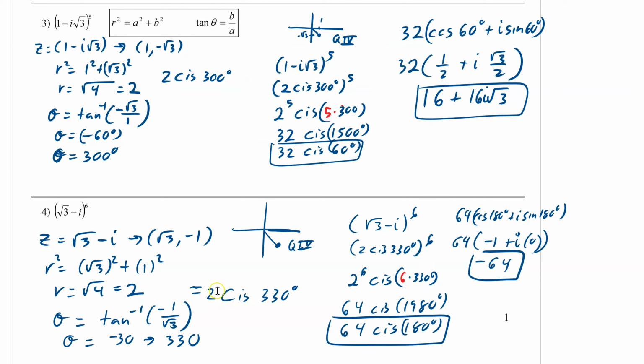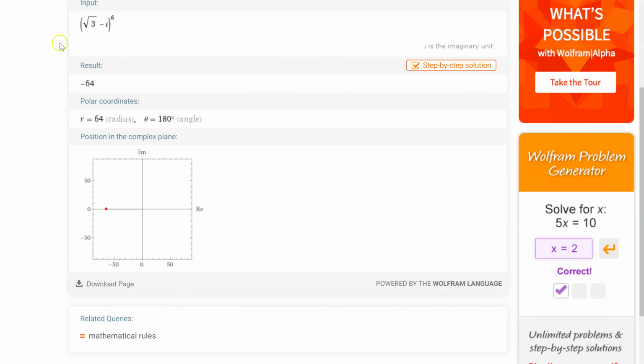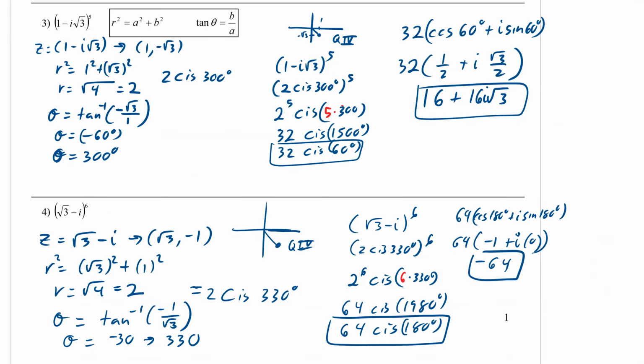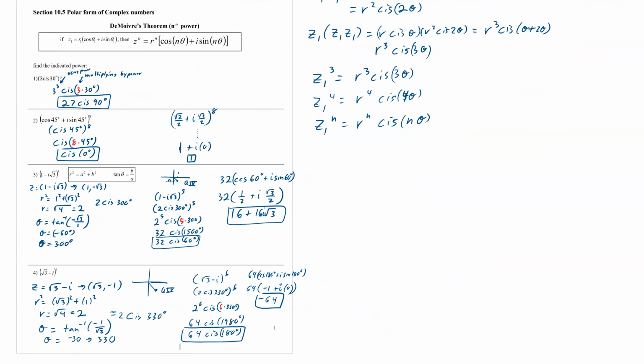Okay, so you should have 2 cis 330 degrees. And so using DeMoivre's theorem, we get this, and then taking the 1980 back, we get 180. Plugging it in, you get negative 64. So you could multiply rad 3 minus i to the power of 6 out, and it would take you forever. Or you could just do this and use DeMoivre's theorem. And then checking it in Wolfram Alpha, you can see there it is. We get negative 64, and it was 64 cis 180, which gives us here. Everything checks. So that's DeMoivre's theorem. It's very nice, isn't it? It's beautiful.